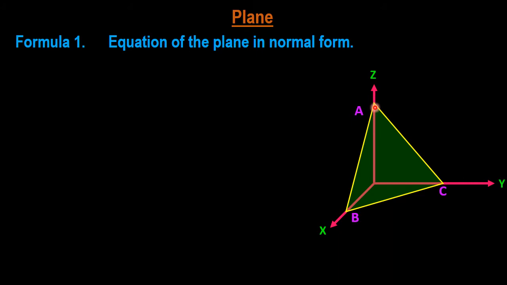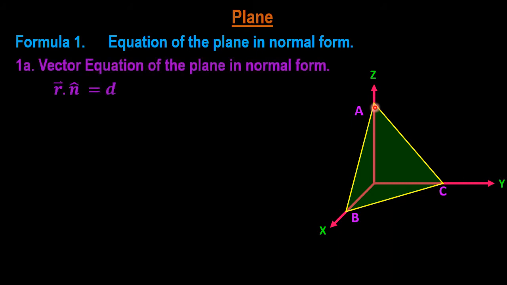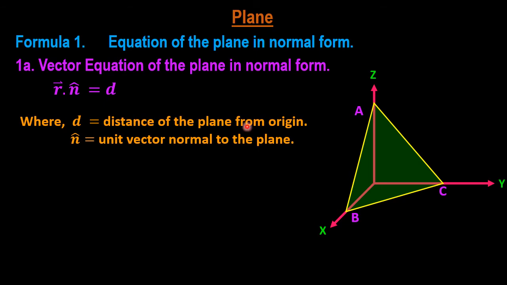So at first let us write the equation of this plane in vector form. Vector equation of the plane in normal form is given by r vector dot n unit vector equals to d, and d is the perpendicular distance of the plane from the origin. So from this origin, it is the perpendicular distance on the plane, and n is the unit vector normal to the plane.